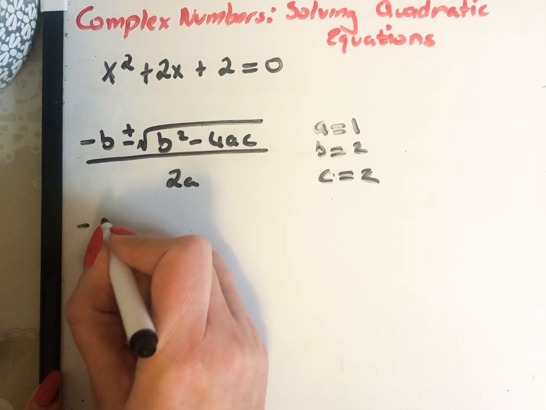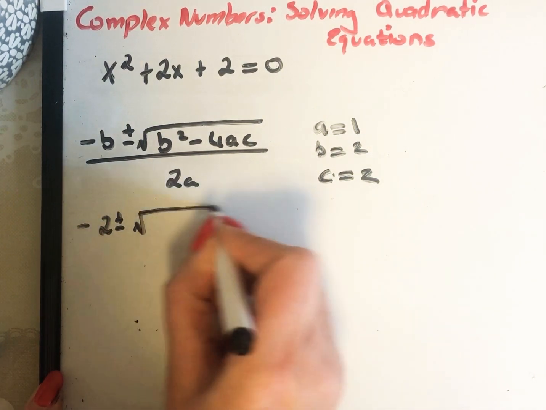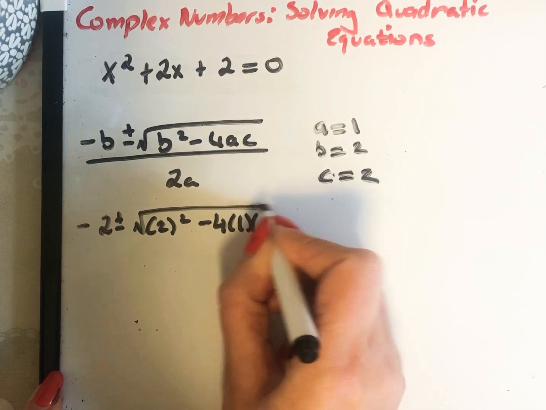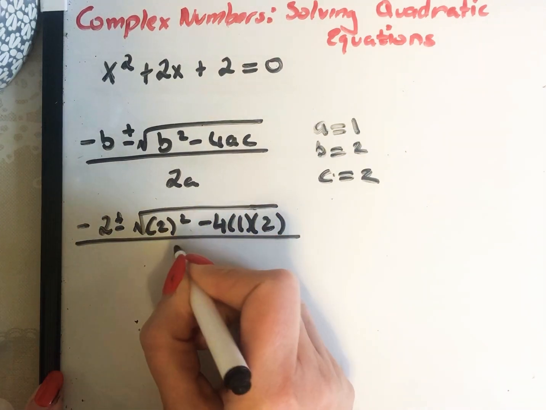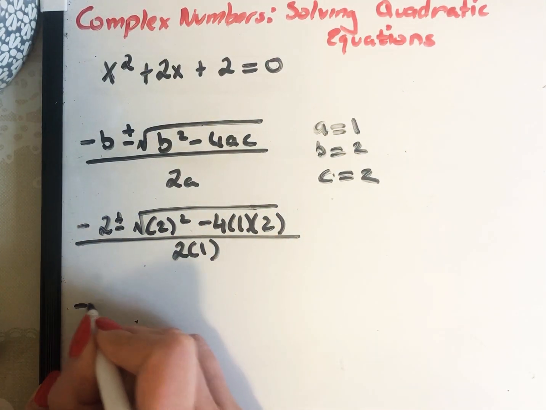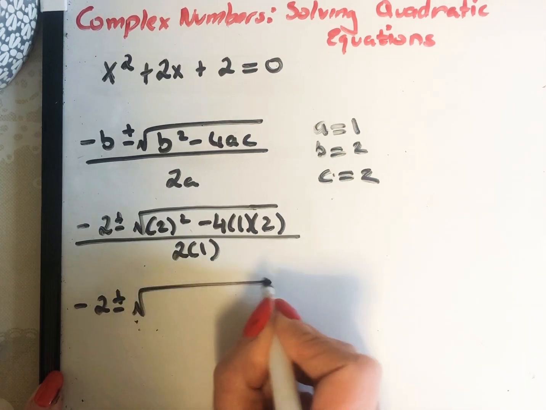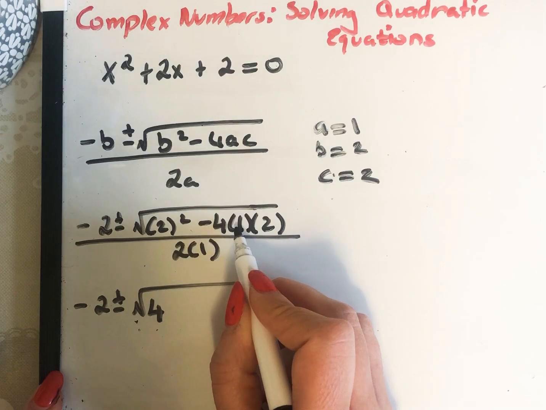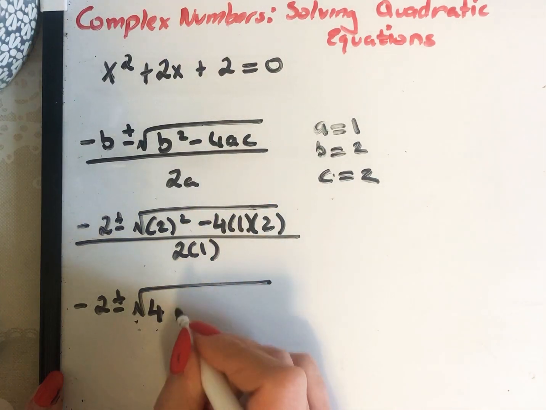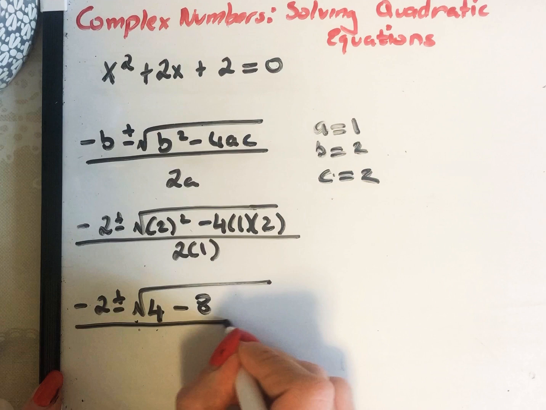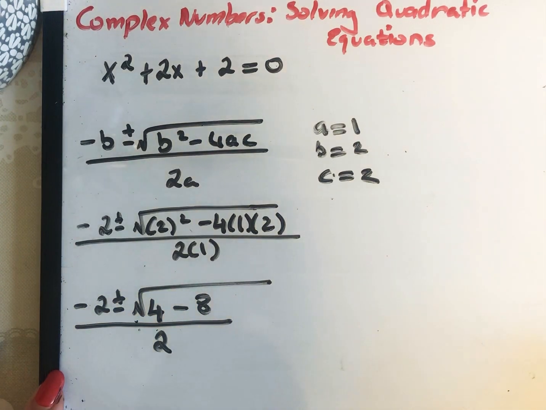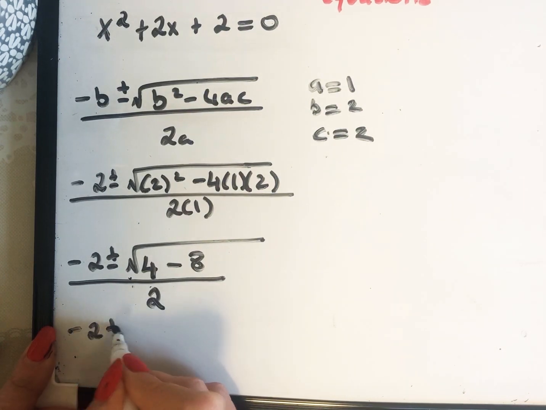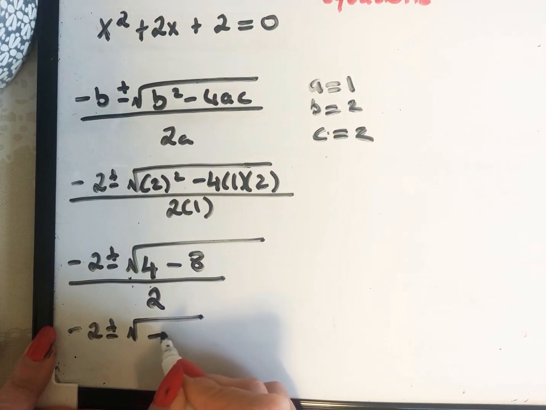So we have minus 2 plus or minus the square root of 2 squared minus 4, A is 1, C is 2, all divided by 2 by 1. So we have minus 2 plus or minus the square root of, well, 2 squared is 4, and minus 4 by 1 is minus 4, and minus 4 by 2 is minus 8, all over 2. And if you simplify this down, we end up getting minus 2 plus or minus the square root of minus 4, all over 2.